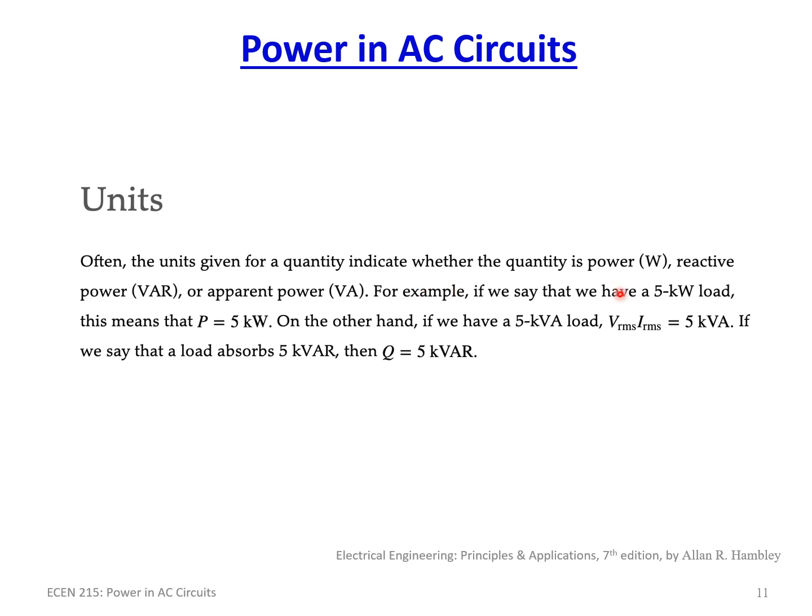So if you have something that says it's a 5 kilowatt load, that is telling you that the real power on the load is 5 kilowatts. If you're told that you have a 5 kilovolt-amp load, then that is telling you the apparent power, VRMS times IRMS, is equal to 5 kilovolt amps. And if we have something that says absorbs 5 kVARs, then you know Q is equal to 5 kVAR.